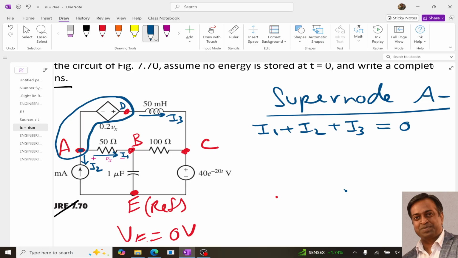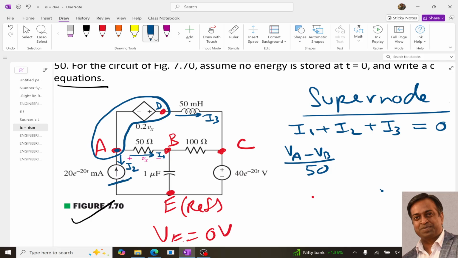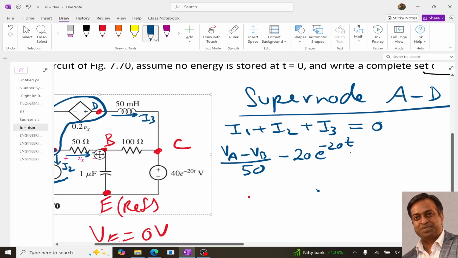What is I1? I1 can be expressed as VA minus VB upon 50. Now I2. Now I2 is the current. The direction of I2 is in the opposite direction to this. So it means this I2 will be minus 20 e power minus 20 t. Remember, it is in milli, so I will put it as into 10 power minus 3.